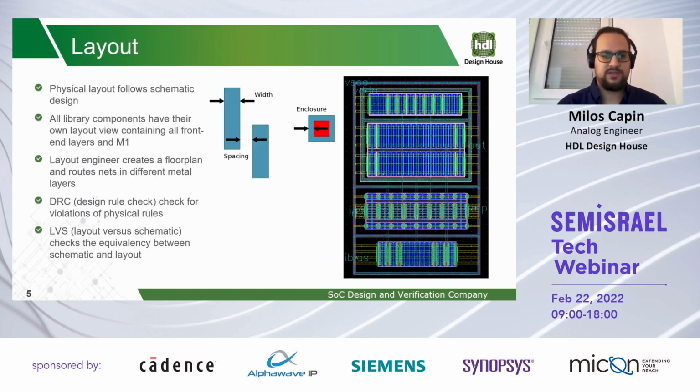After that comes the layout, the physical layout. And all library components have their own layout view, which contains all front-end layers and M1. And the layout engineer actually creates a floor plan and routes nets which connect these devices. And we use DRC and LVS to check for consistency, to check for physical errors. And this is the same as with the back-end design. There is no real difference here in these checks, DRC and LVS.